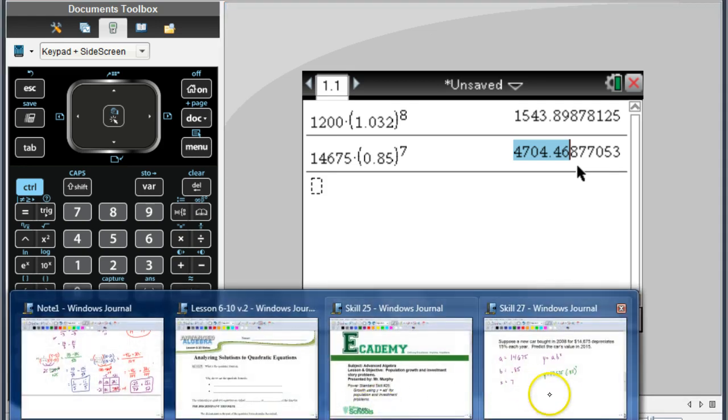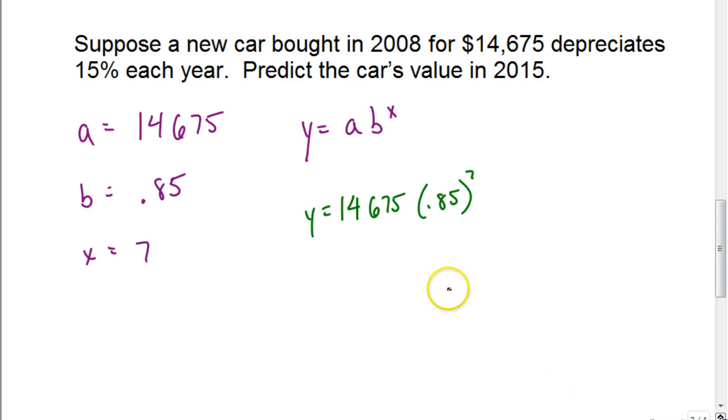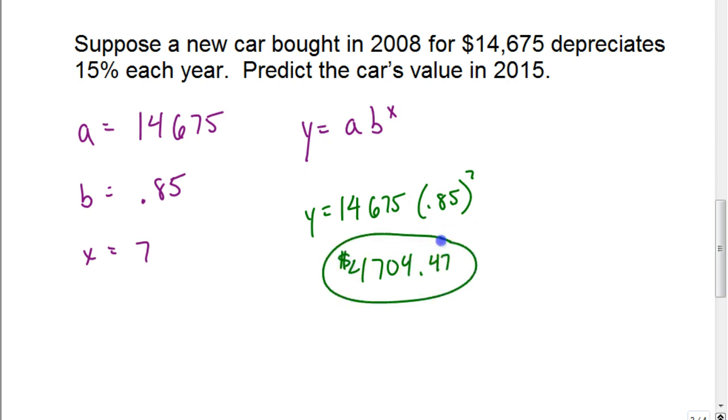So if we go back, $4,704.47 would be our answer. That would be the car's value 7 years after it was purchased. So it makes you think about buying a used car might be more financially wise as opposed to buying a brand new car.